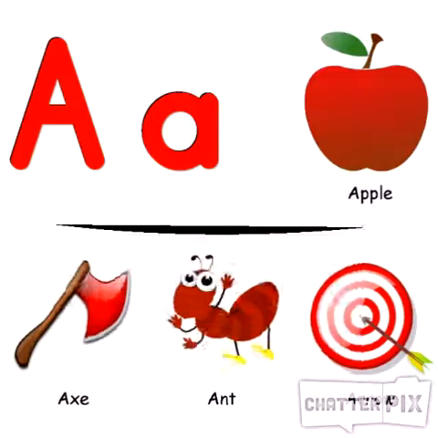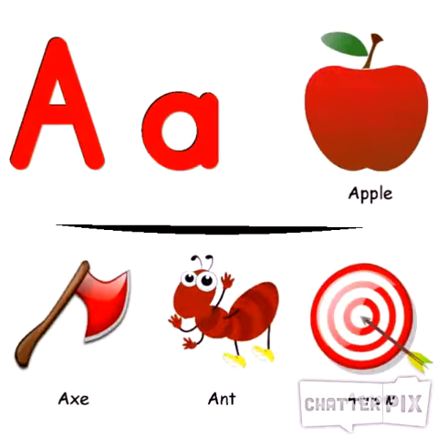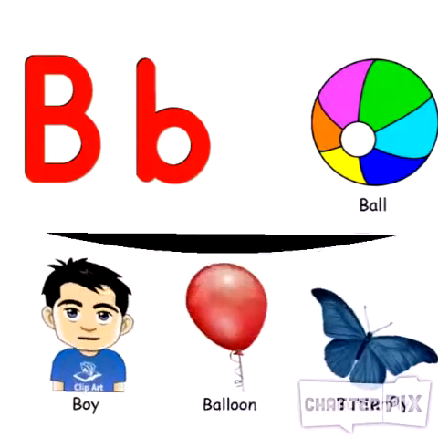A. Sound of A is A. Apple, A. Axe, A. Ant, A. Arrow, A. This is letter B and sound of B is B.